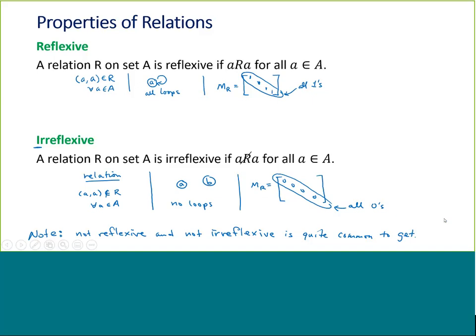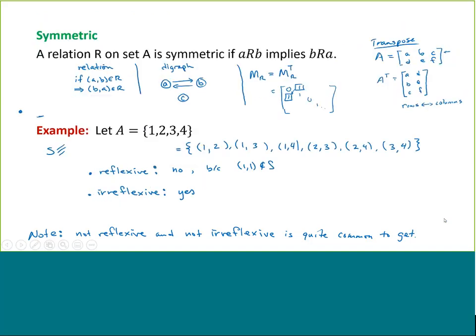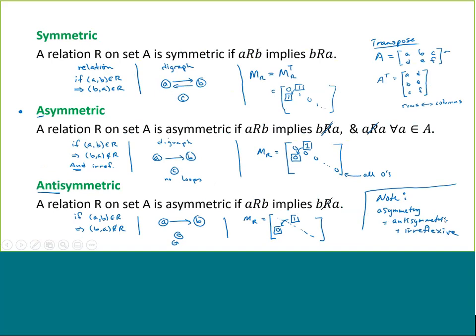Now, in terms of the next three properties that we looked at to round out our five properties, we also had the symmetric property. The symmetric property said that if you have an ordered pair in your relation, reverse the order of that ordered pair, and you better have the other one as well.